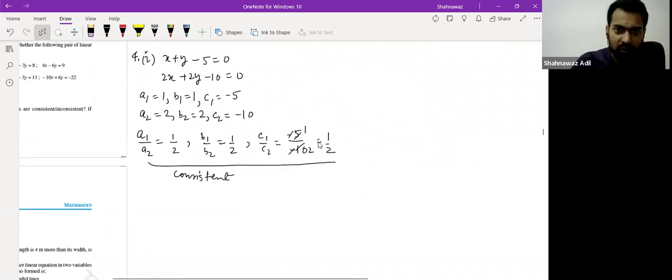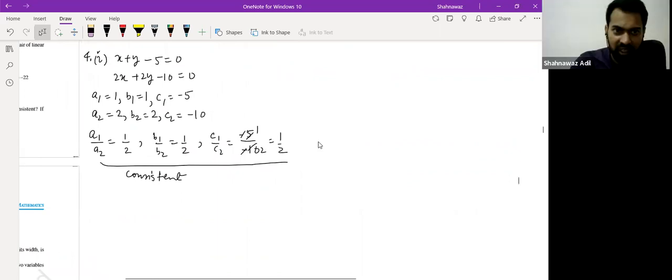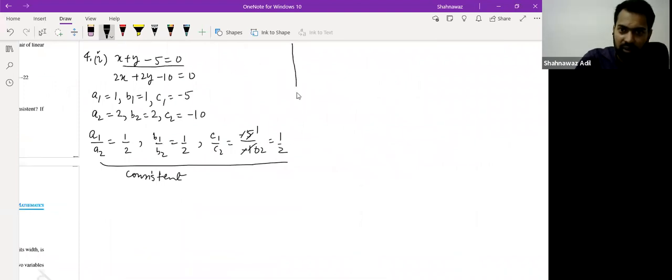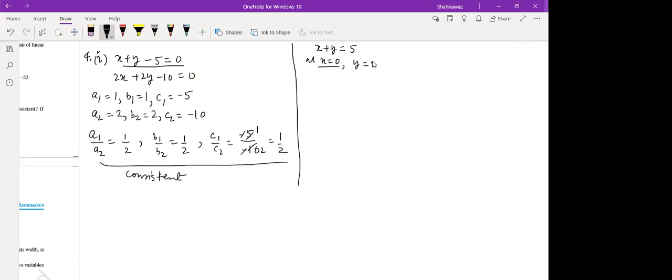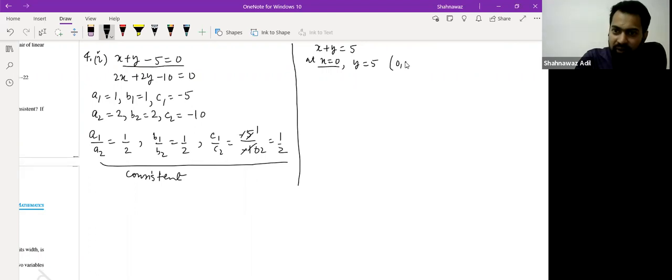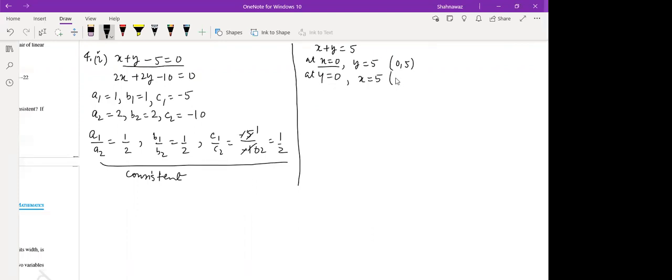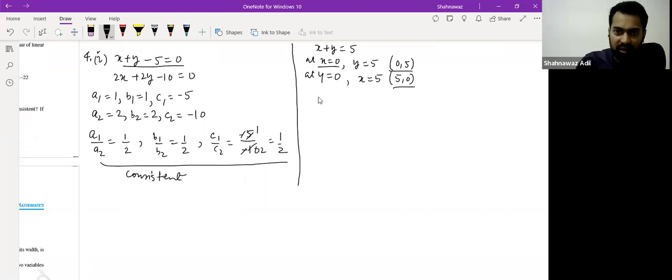Again, remember that to plot the graph we need 2 points. To draw a straight line, we need 2 points. These are pretty small numbers, that's why I'm making the graph. So x + y = 5. At x = 0, y is 5, so the point is (0, 5). At y = 0, x is 5, so this is (5, 0). So 2 points acquired.